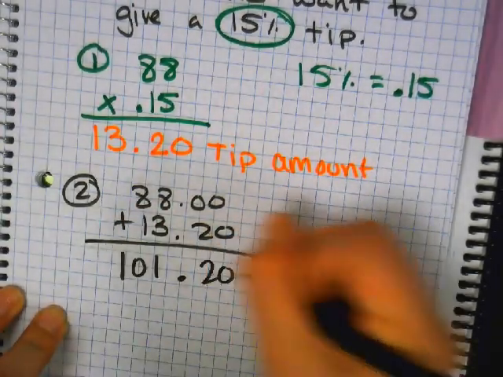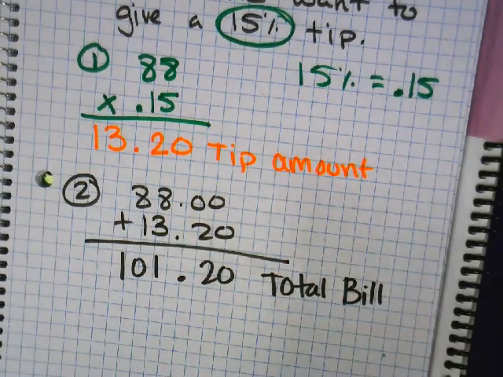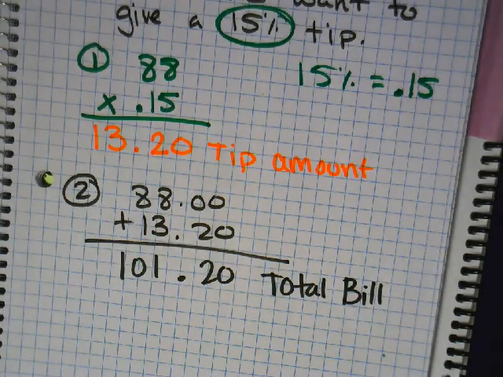101.2. This is my total bill. So the waitress keeps $13. Yay. And I, the customer, get to pay $101.20 in total for the food, the drinks, the tax, and the tip. It's expensive to go out and eat. That's why we don't do it every day. It's very expensive. It adds up. All right, we're okay?